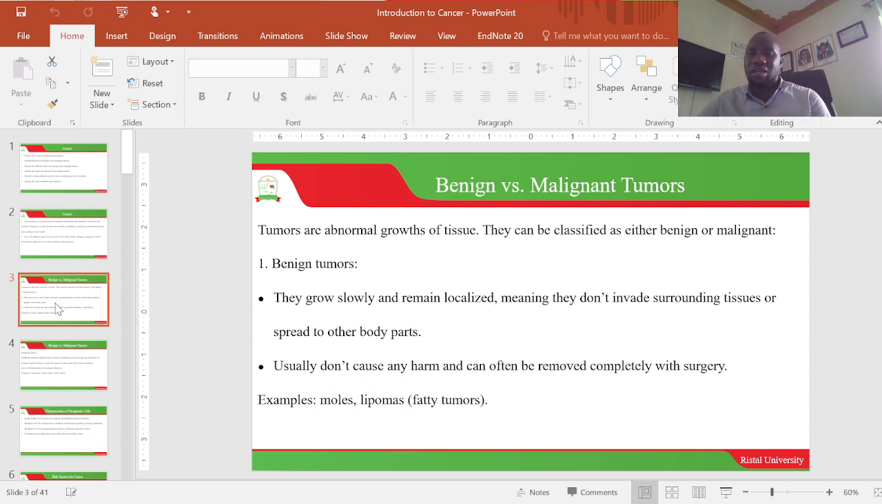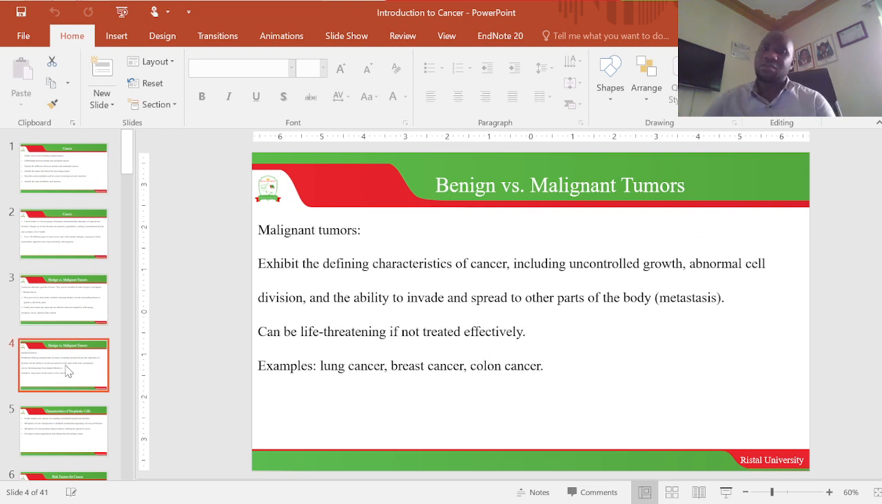But the moment we have tumors that can move to other places, they are malignant tumors. That means the cancerous cells can attack other distant organs, either through the bloodstream or through the lymphatic system, where they can seed to different organs. So metastasis is that invasion of other body parts by cancerous cells. Malignant tumors usually have a very bad prognosis, so they need to be treated so that they are not life-threatening. Lung cancer, breast cancer, and colon cancer are examples of malignant tumors.